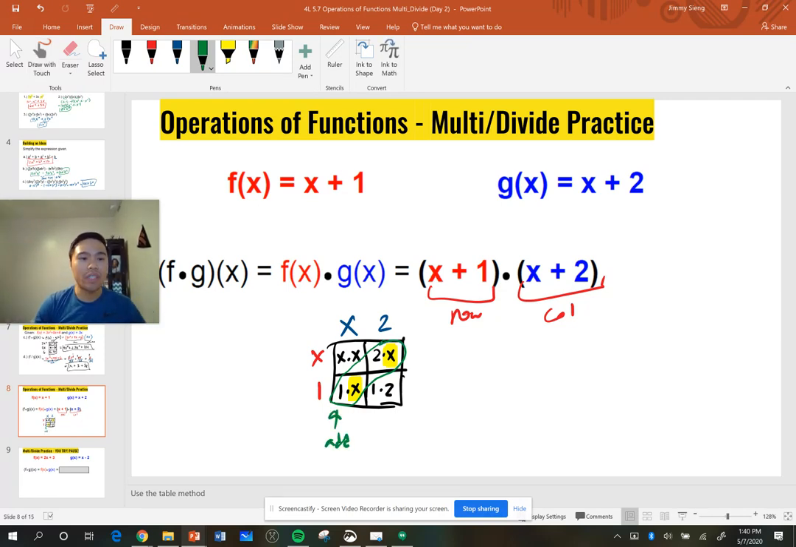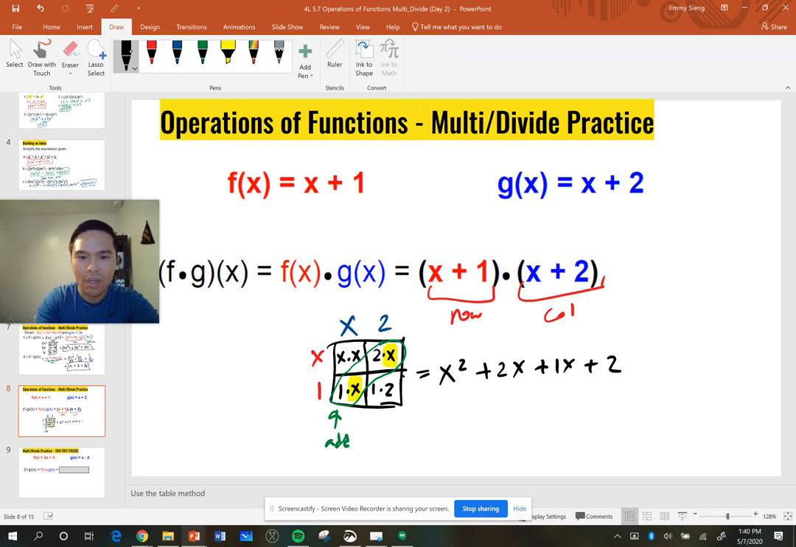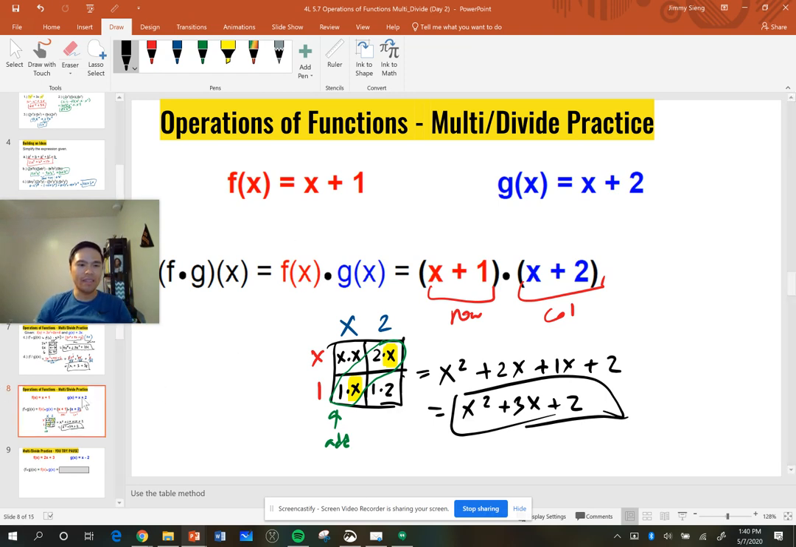Okay, but when you simplify this, you're just taking all those together and adding them all up. So I get x squared plus 2x plus 1x plus 2, which translates to x squared plus 3x plus 2. All right, you got this.